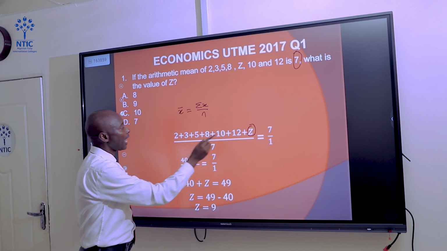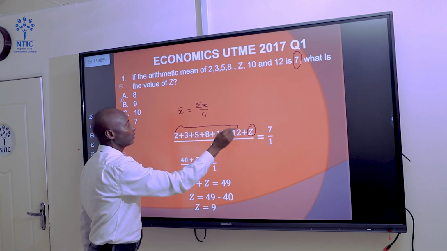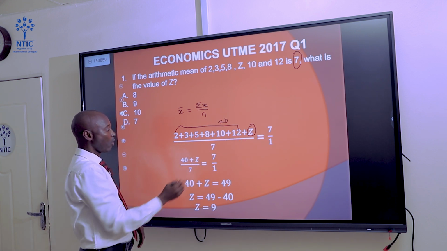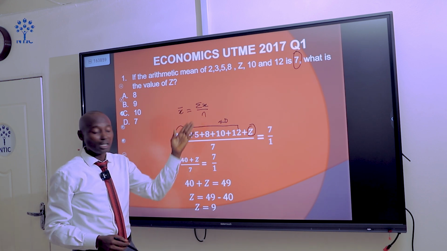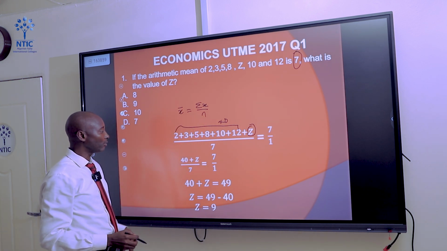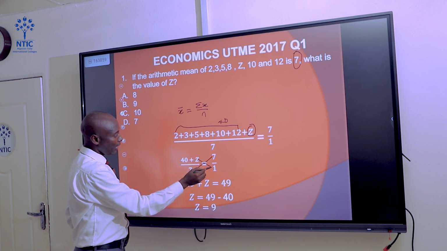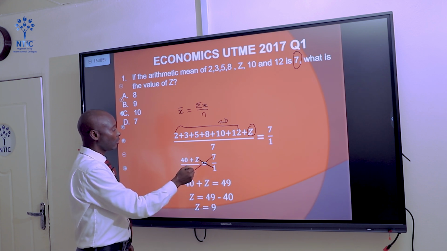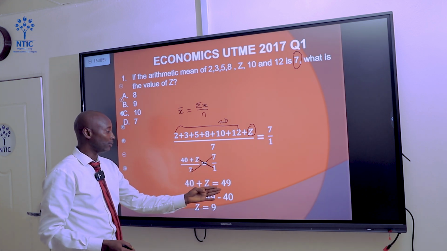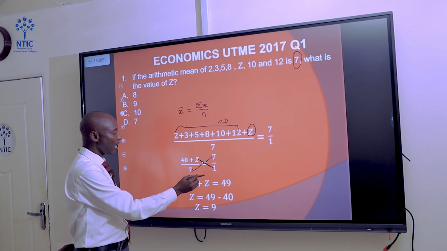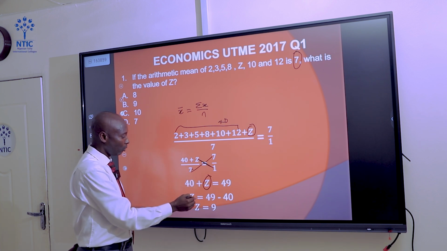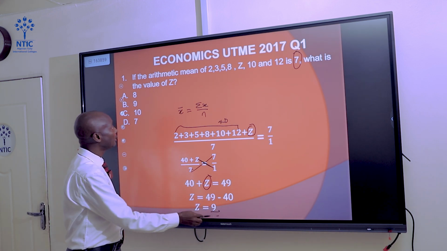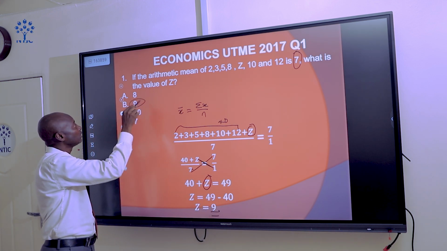Which means that when you add all these together, they give us 40. 40 plus z is equal to 7 over 1. And of course, you have to divide it by the number of values, which is 7. So when you cross multiply, you have 40 plus z is equal to 7 times 7, which is 49. Make z the subject of the formula, which is equal to 49 minus 40, and the answer is 9. Our answer here is B.